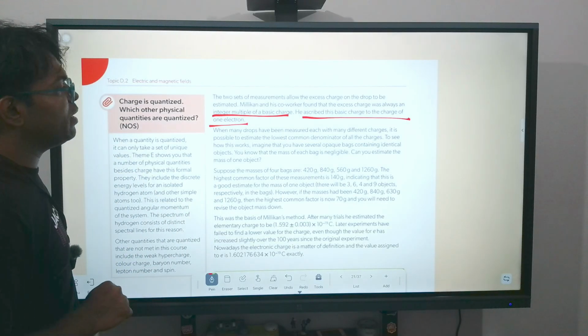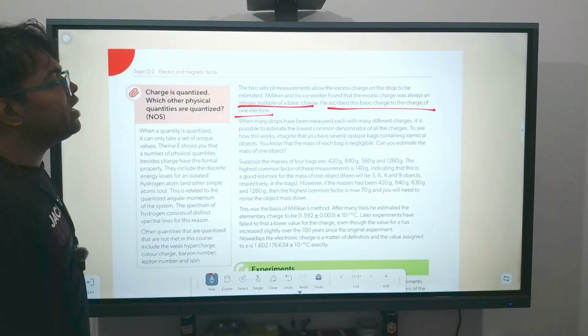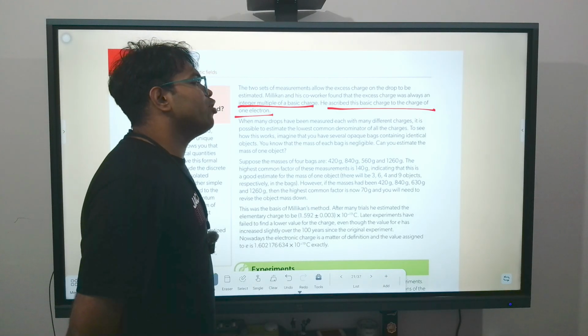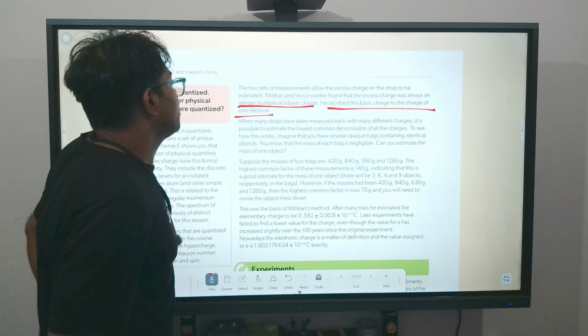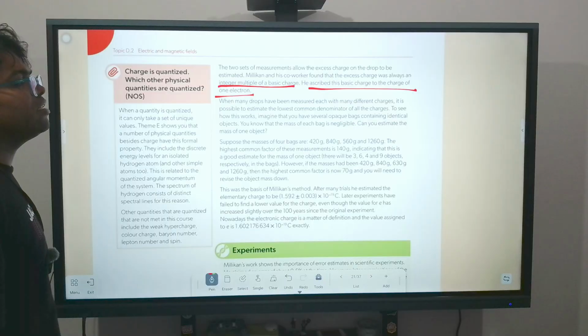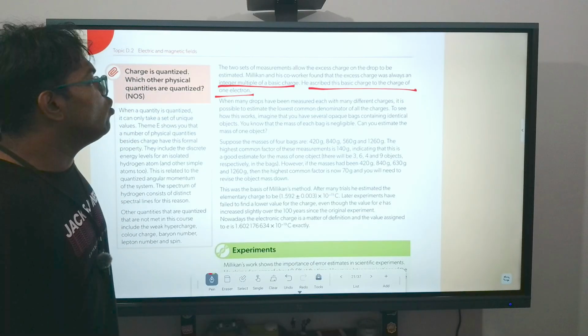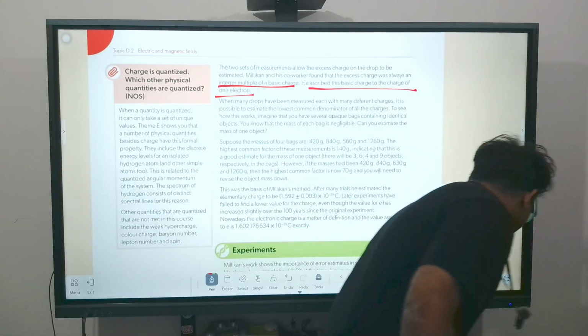When many drops have been measured, each with many different charges, it is possible to estimate the lowest common denominator of all the charges. To see how this works, imagine that you have several opaque bags containing identical objects.